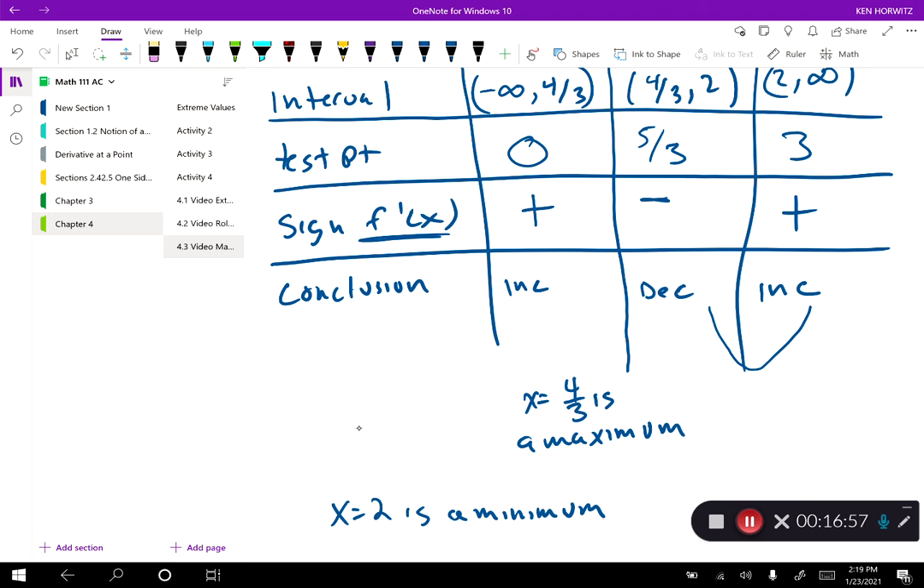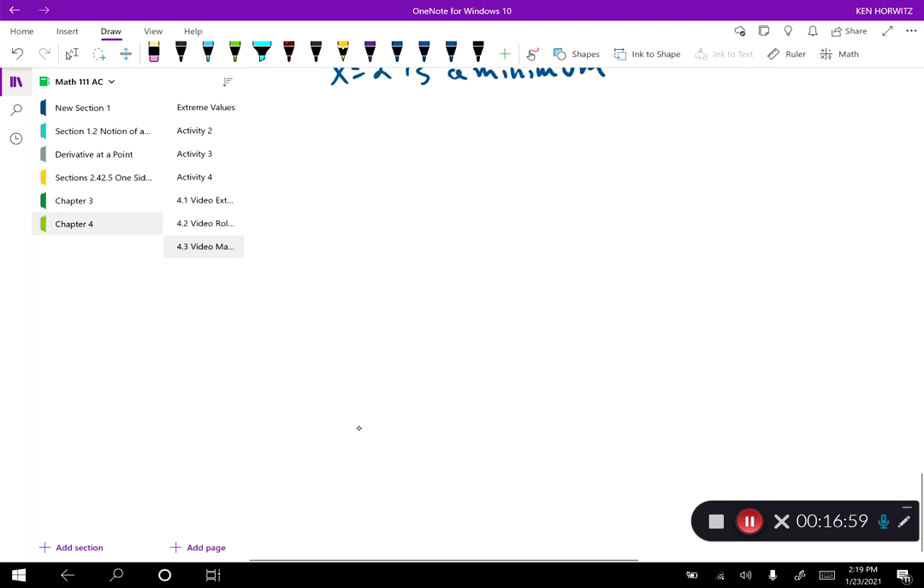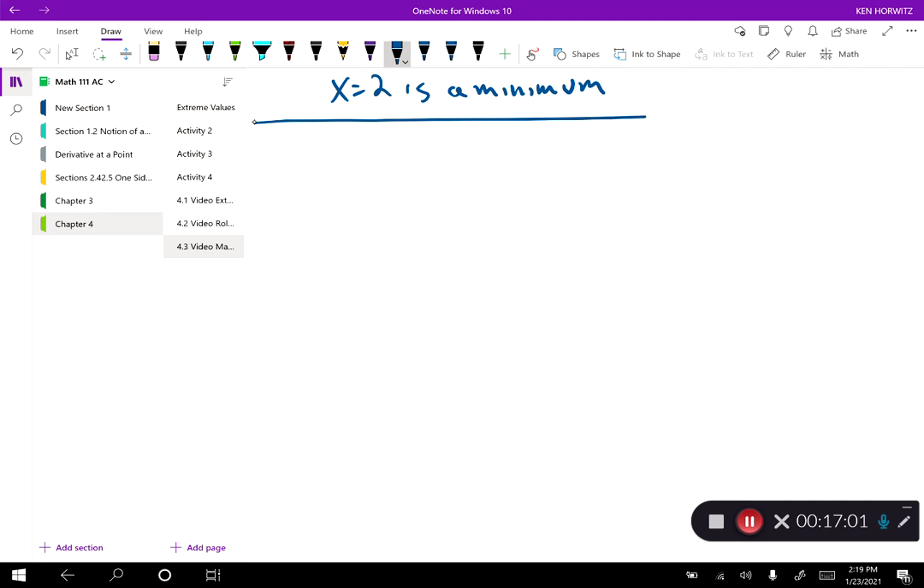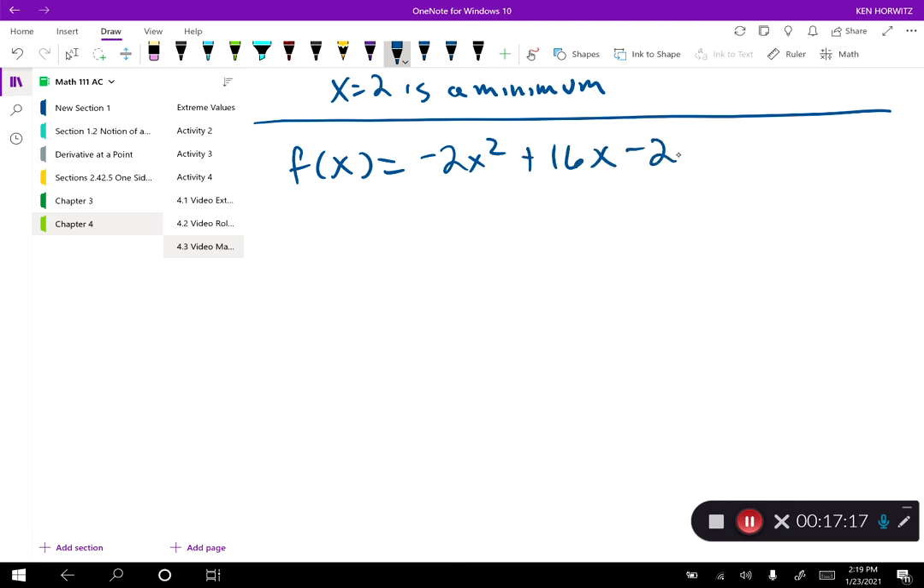All right, so let's try one now, but let's limit the domain. We don't always have to go to infinity. And the way we know we're going to limit the domain is the problem's going to tell you. So if I have f of x equals negative 2x squared plus 16x minus 27, and here's your domain. Your domain is from 2 to 4 inclusive.